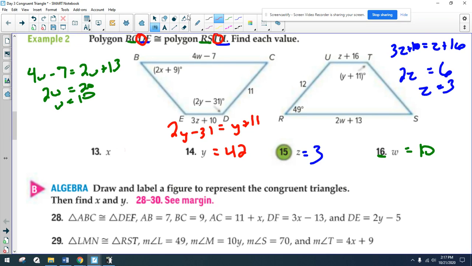Finally, my x, that's an angle B. So if I'm looking at angle B, first letter matches up with the first letter R. So B and R equal. So I've got 2x and 9 equals angle R, which is 49. Minus the 9 from both sides, divide by 2.